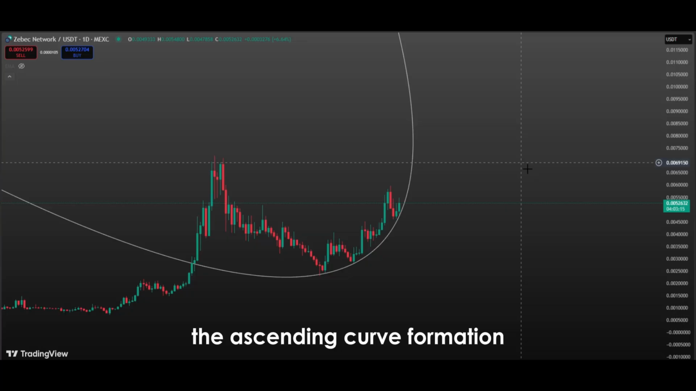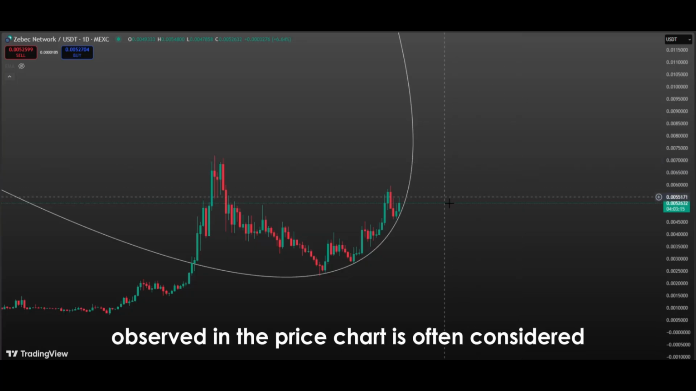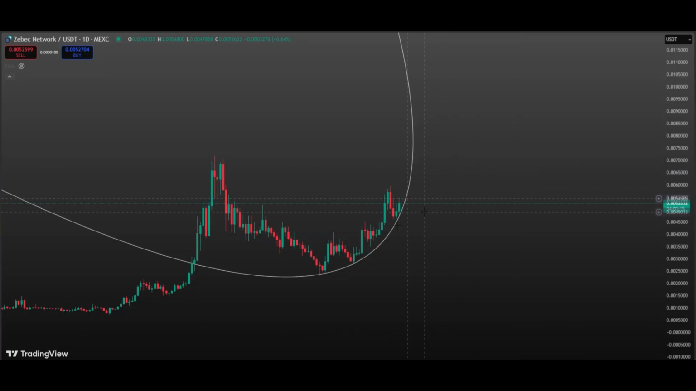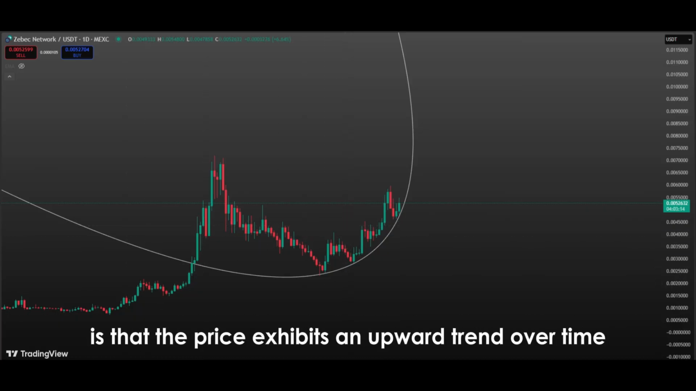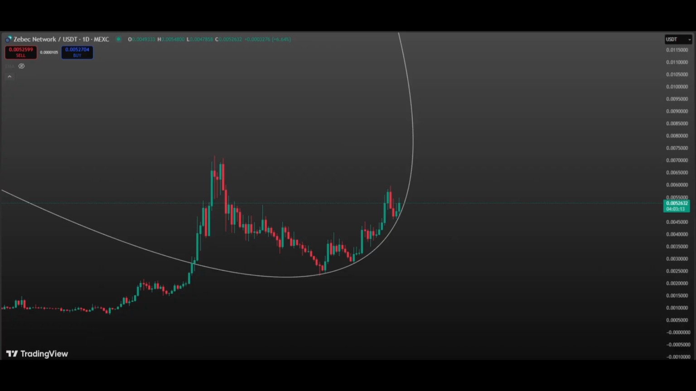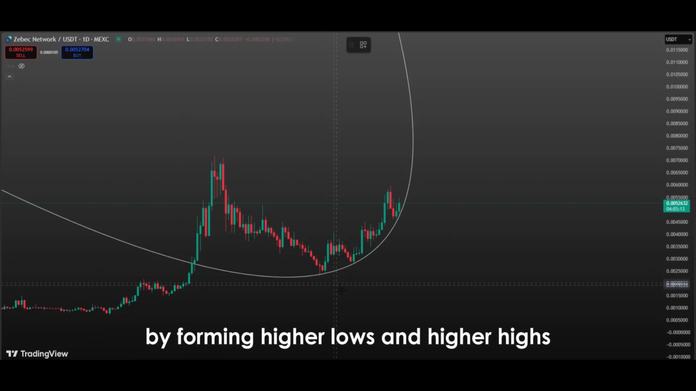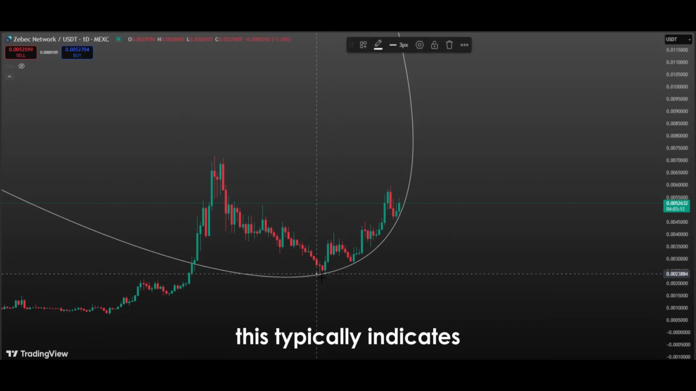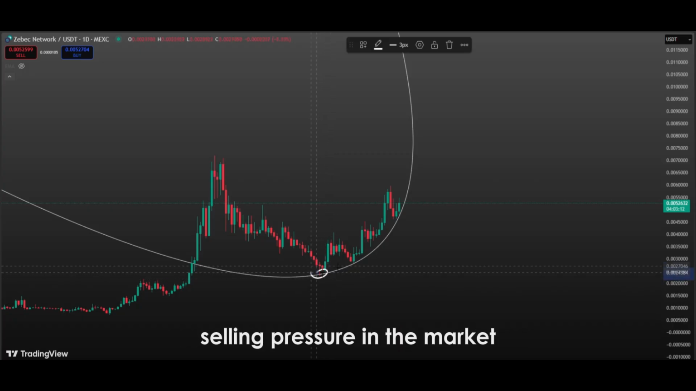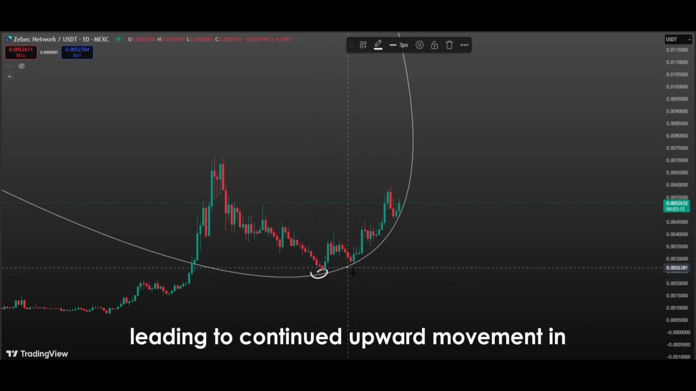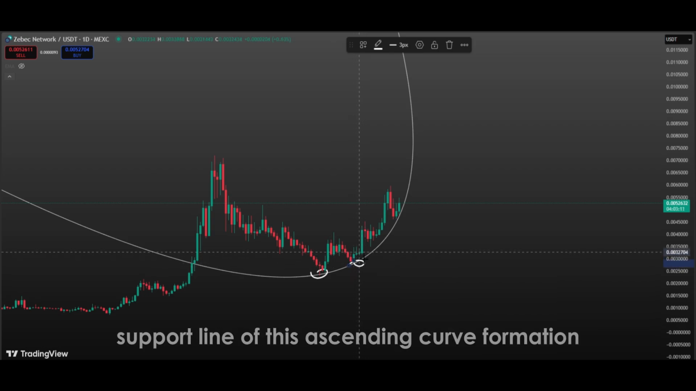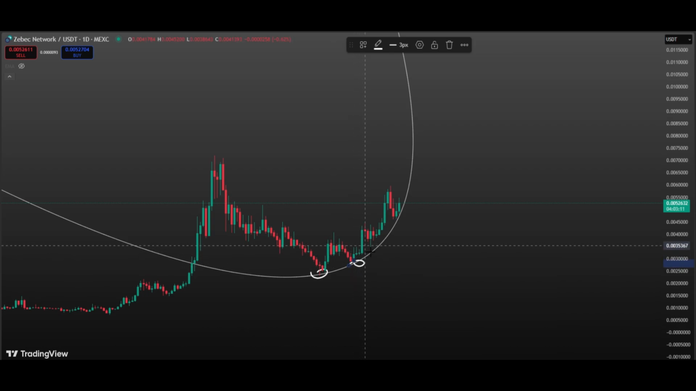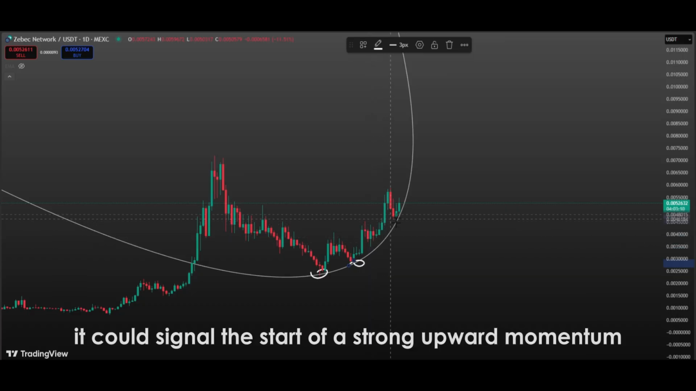The ascending curve formation observed in the price chart is often considered a sign of a positive structure in technical analysis. The core logic of this formation is that the price exhibits an upward trend over time by forming higher lows and higher highs. This typically indicates that buying pressure is outweighing selling pressure in the market, leading to continued upward movement in price. At present, the price has touched the support line of this ascending curve formation, and if a bounce occurs from this level, it could signal the start of a strong upward momentum.